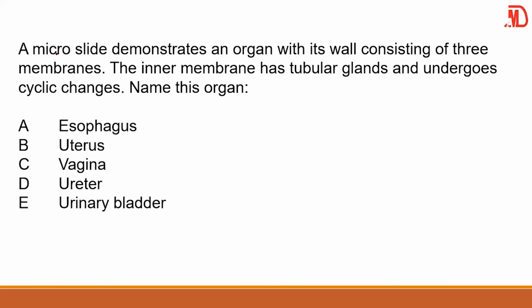A microslide demonstrates an organ with its wall consisting of 3 membranes. The inner membrane has tubular glands and undergoes cyclic changes. Guys, cyclic changes. Ladies, this is for you. Every month, that place changes. Who can tell me that place? Uterus. Exactly. Uterus.